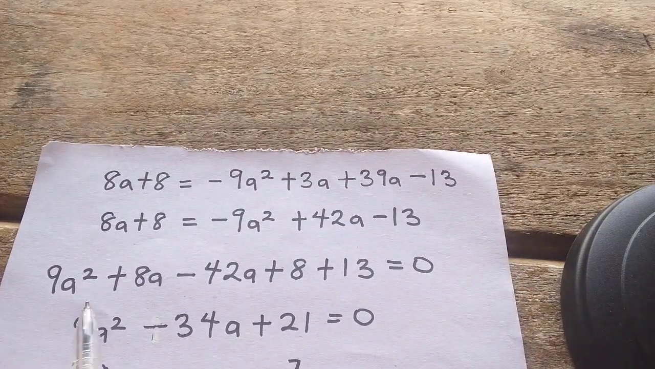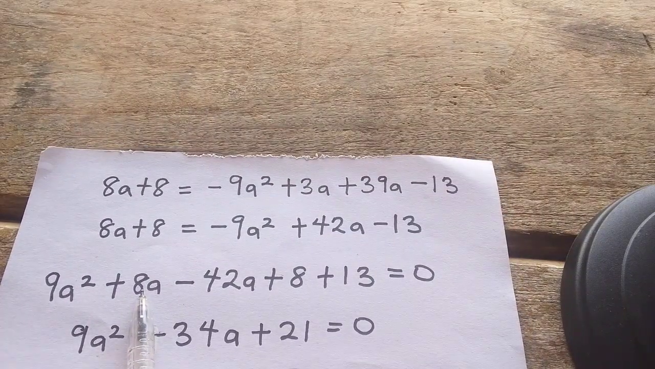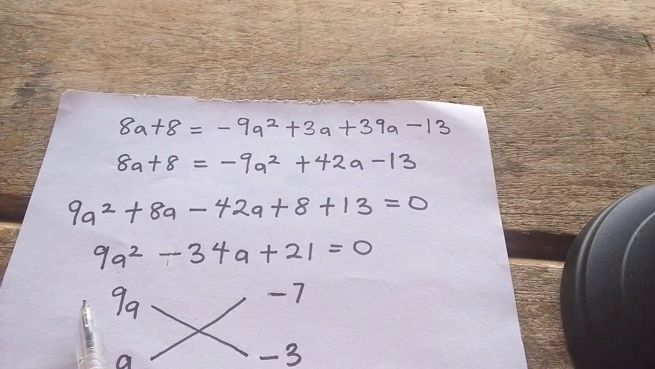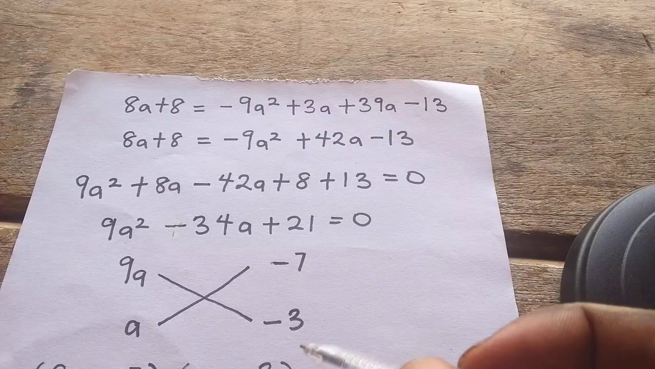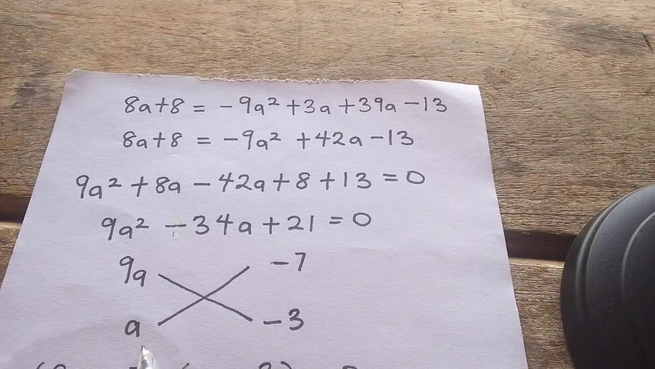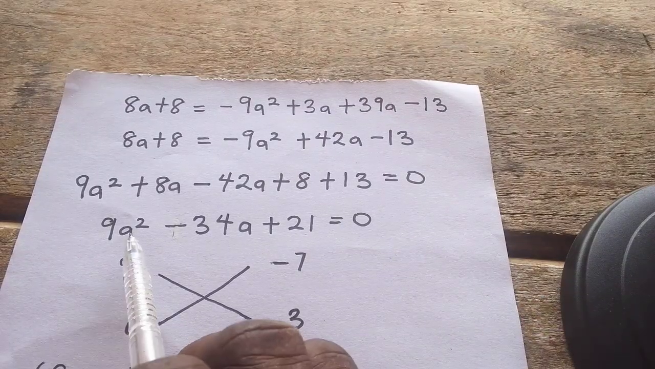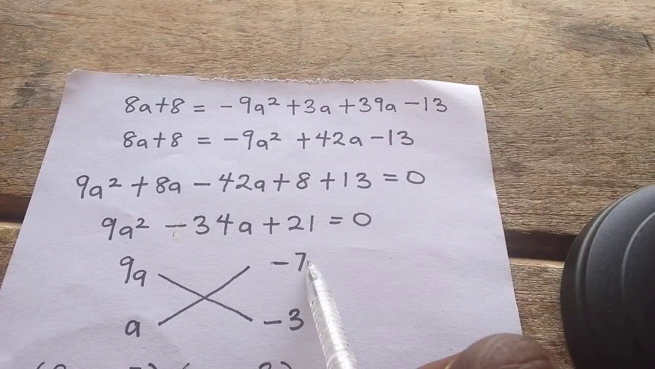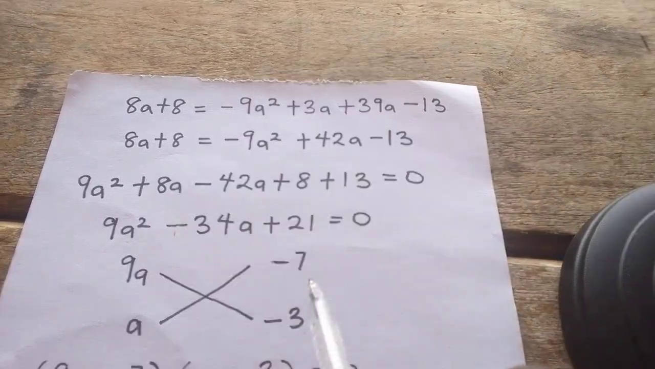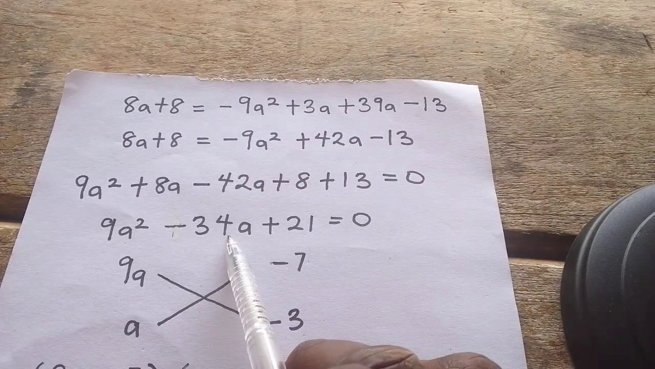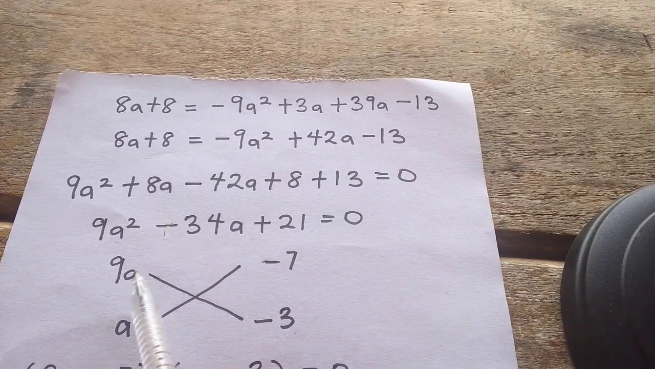So that means we have 9a squared. 8a minus 42a will give us minus 34a. 8 plus 13 will give us 21. So from here, you have a quadratic equation, which you now factorize. When you factorize, 9a times a will give us 9a squared. Minus 7 times minus 3 will give us minus times minus, plus 21. Let's check if it gives us what is in this place.